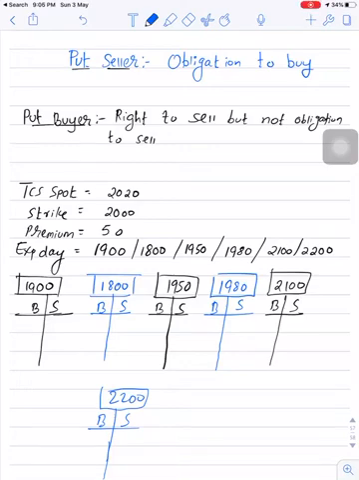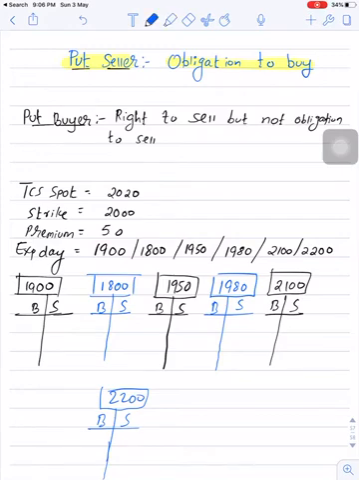Okay, now the next concept we are going to start is put seller, and here is the definition in front of you: obligation to buy. So the put buyer definition was right to sell but not obligation to sell, and we discussed why this person is called a buyer, because he purchased the contract rights. That's why he is called an option buyer or put buyer.